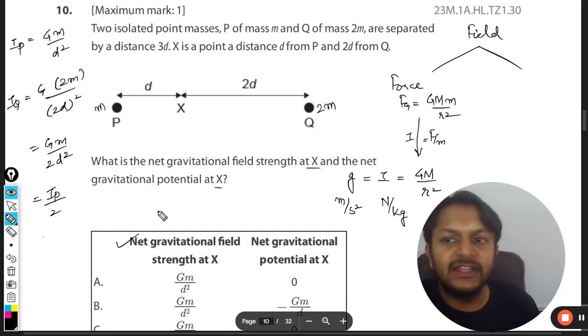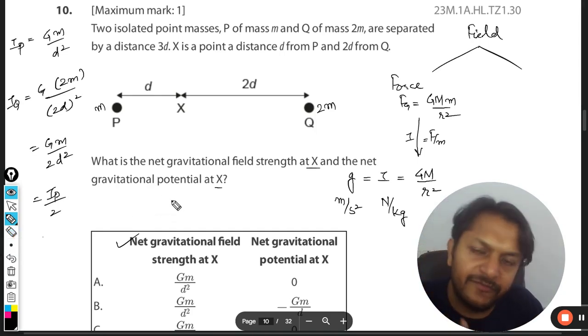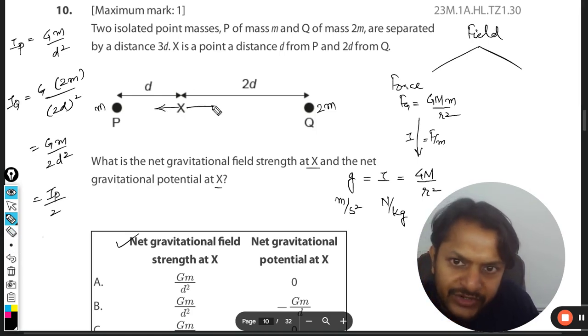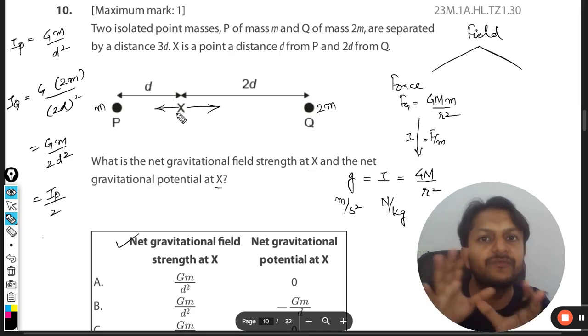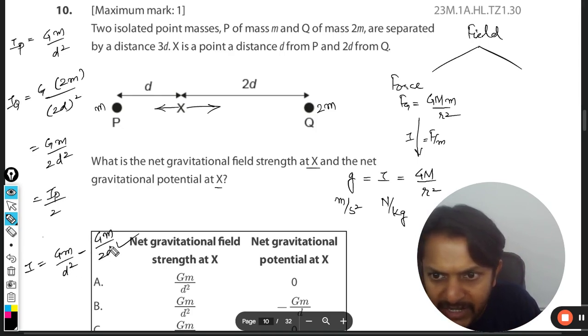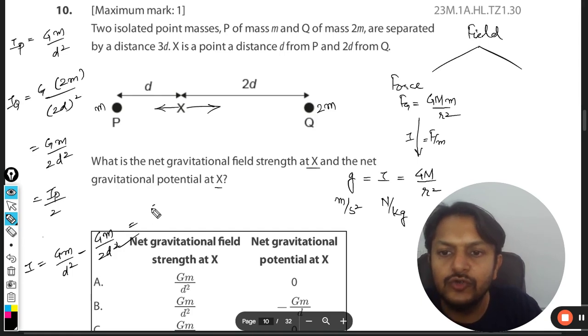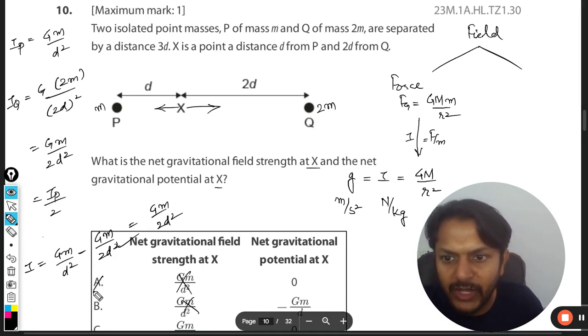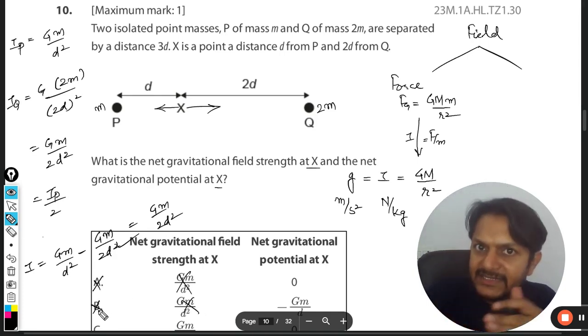But now we want to find the net gravitational field strength. At X, P is attracting it like this, Q is attracting like this. So both of them are in opposite direction. We will subtract them. So what is the net I? It will be GM by d square minus GM by 2d square. So you would be getting the answer GM by 2d square. So that will be the correct answer. So A and B are wrong. So the answer will be in C and D.